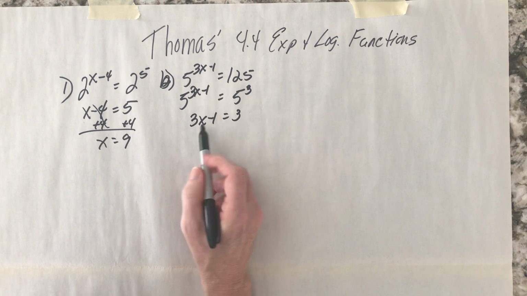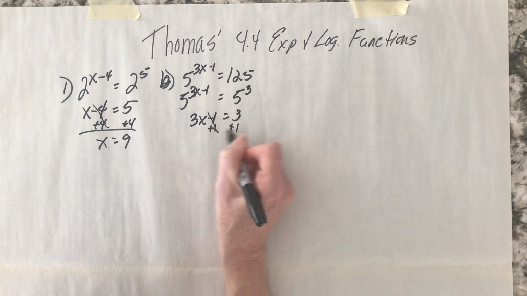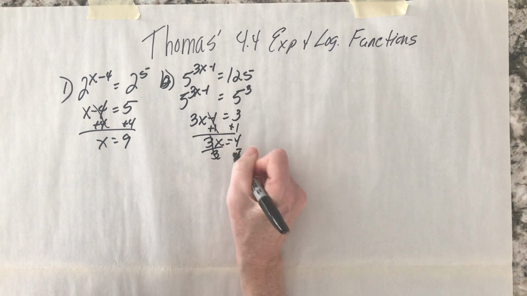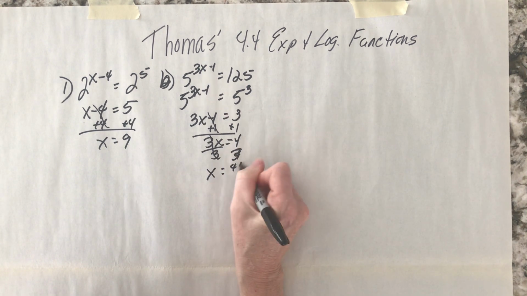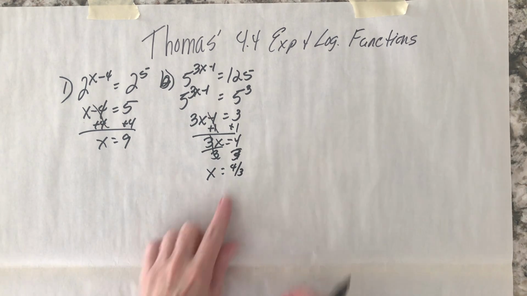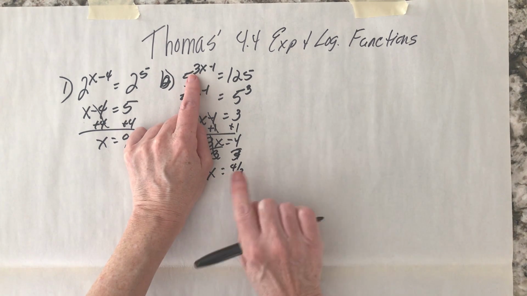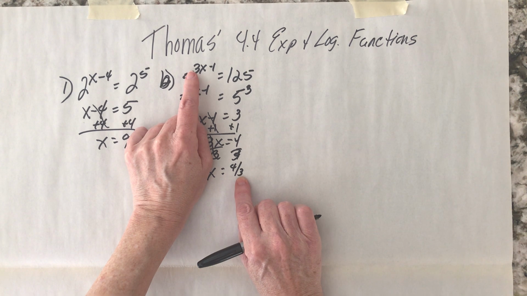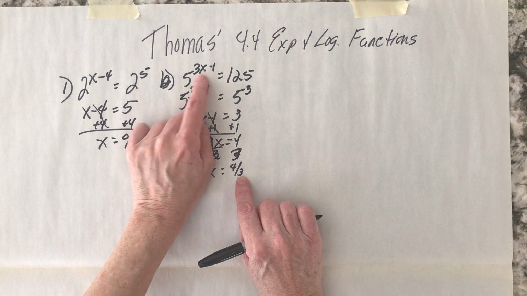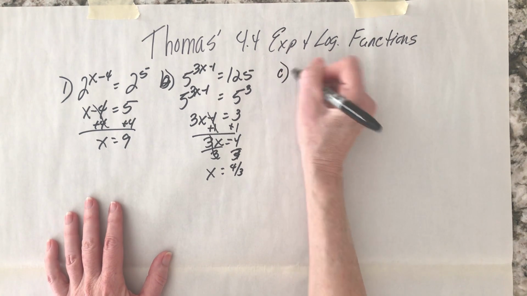So we're solving for x. Add 1 to both sides. Divide by 3. We get x equals 4/3, and that's our answer. If we plug in 4/3, the 3 on top with the 3 on bottom will cancel, and we've got 4 minus 1, which is a 3. 5 to the 3rd equals 125.